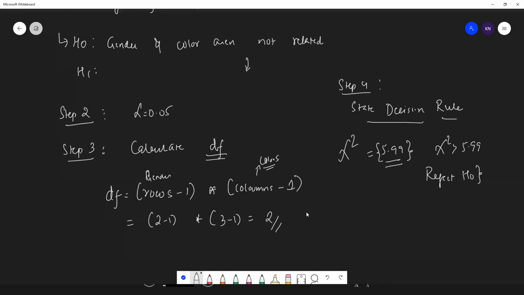See, rows minus 1 and columns minus 1. Guys, you all are not focusing on the session. Come on, focus on the session, right? I'm telling something and everybody.